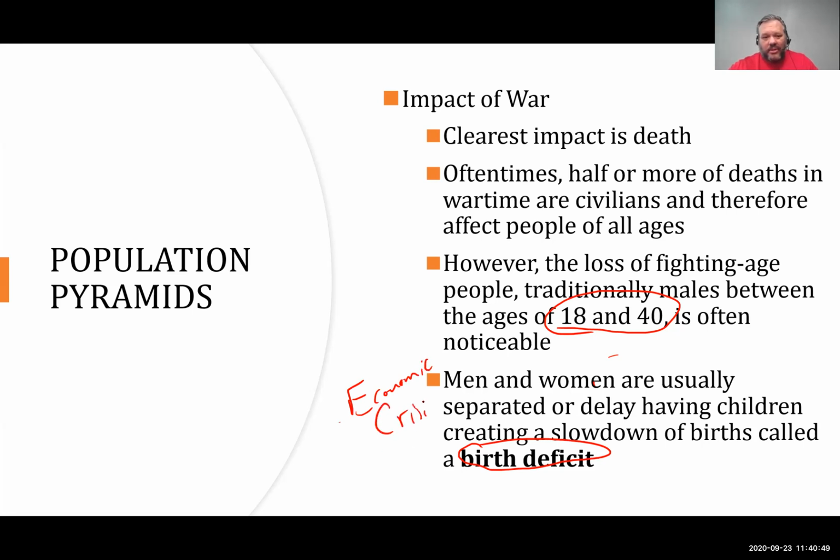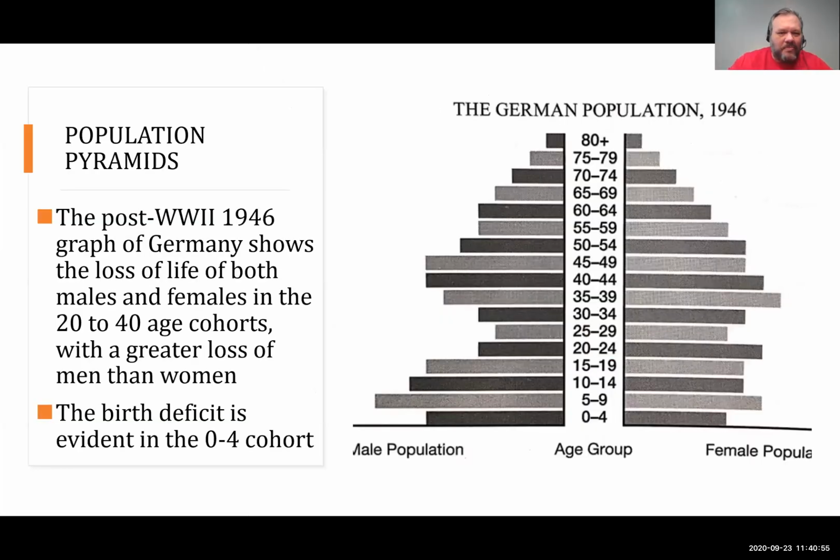And so, any kind of sudden shift in, and again, there's a lot of different reasons, but take a look at this. This is the German population pyramid in 1946. Just so you know, World War II ended in 1945, and so this is kind of taking a snapshot. If we look at this, a couple of things stand out.